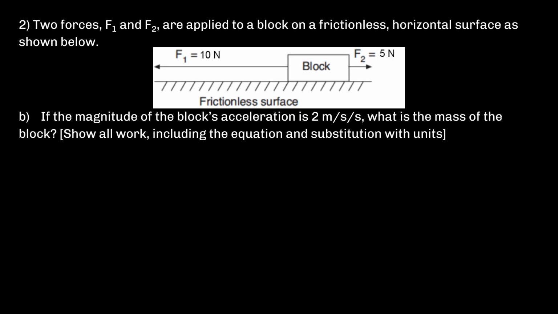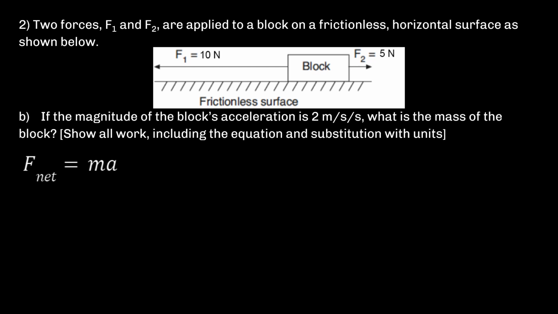All right, so looking at part B of this example, if the magnitude of the block's acceleration is 2 meters per second squared, what is the mass of the block? Again, we're going to show our work, including the equation and substitution with units. So again, if I have forces, I have an acceleration, and I'm looking for mass, the only equation I can end up using here is F net equals ma. So I'm going to start off with that.